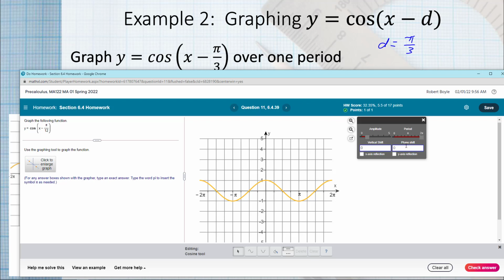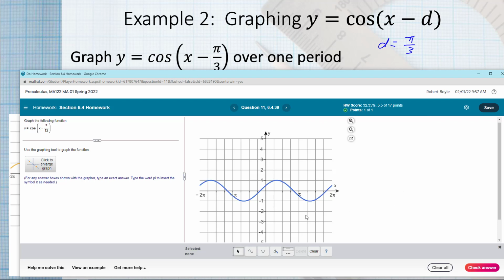But now our phase shift is going to be positive pi over 3. Since this is x minus pi over 3, the negative pi over 3 implies a positive phase shift since we are shifting to the right. So our phase shift is going to be pi over 3, and you can put that in by typing in pi, that will make the pi symbol, forward slash for the divided by, and then 3, and there you go. Now when you hit enter, you can see it shift. And if you would check your answer, and if this was the equation you're asking for, it would say that you're correct.